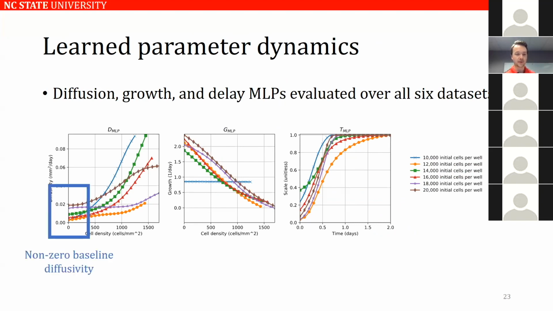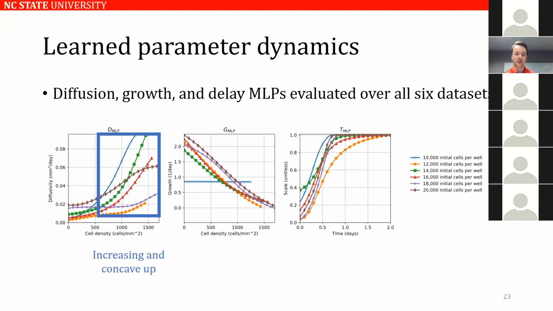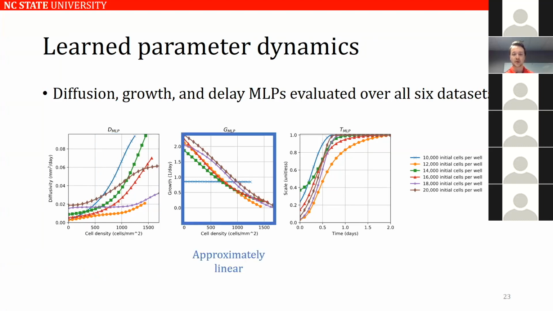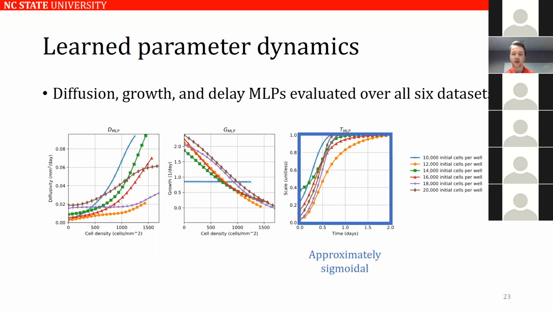So some things to note here. For the diffusivities, we have some non-zero baseline diffusivity even when cell density is 0. And then most of them are increasing and concave up. As far as growth is concerned, these are all approximately linear and decreasing, except for the 10,000 initial cell case, which we're going to treat as an outlier. And finally, the time delays are all sigmoidal, these S curves that scale the diffusivity and growth down for early time, about during the first 24 hours or so, and then converge to 1.